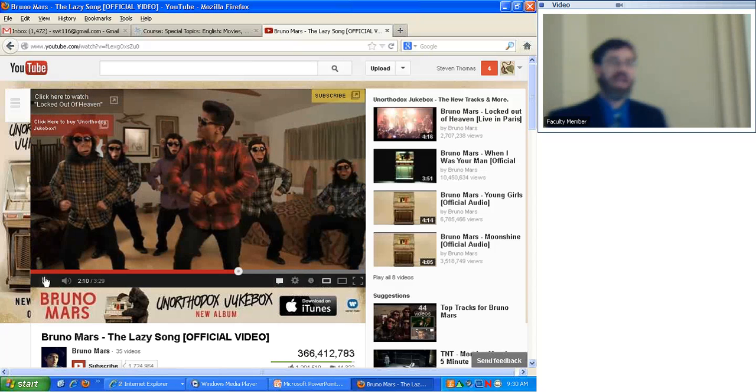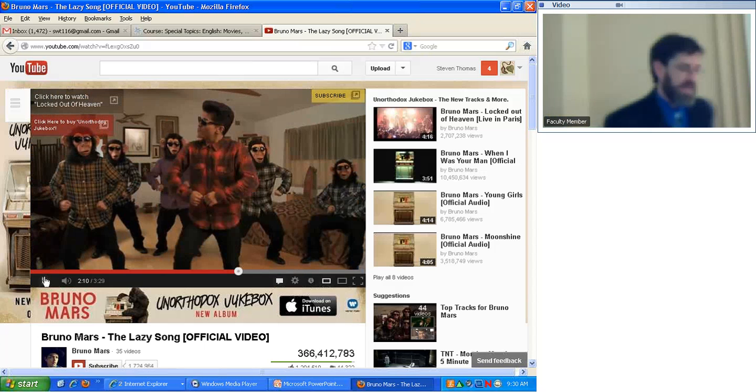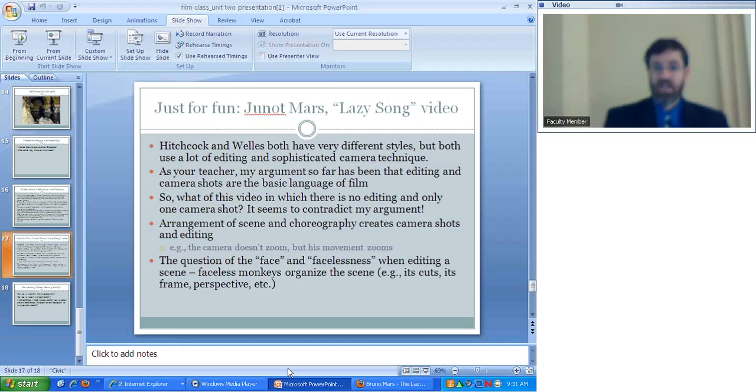So when you're doing camera editing, you have the character look this way, and then the camera does something like that, right? Bruno Mars basically points, and then the monkey comes in. Now here's an important part that makes that scene work, and it's really essential to all camera editing, and we haven't talked about it yet. And Bruno Mars is an expert in it. It's the face and faceless.